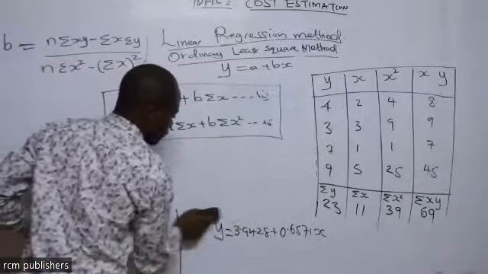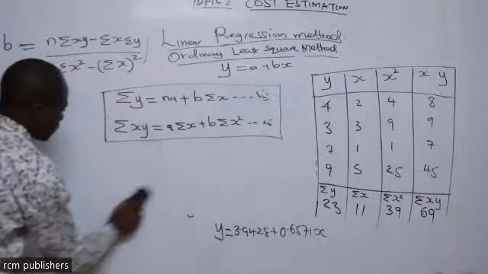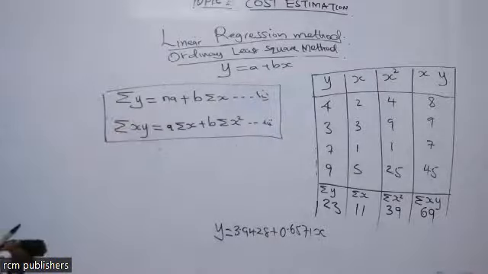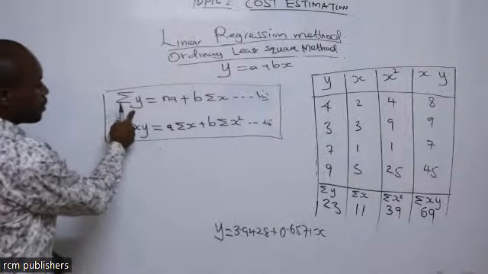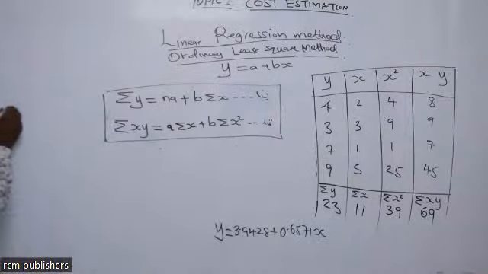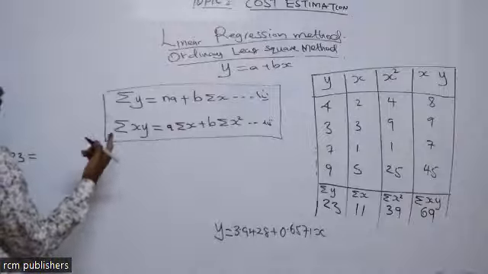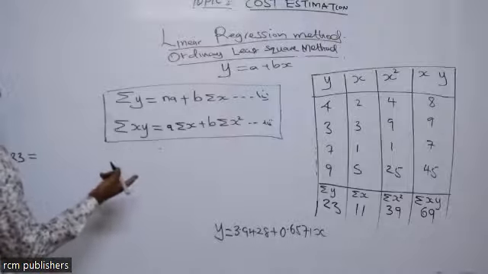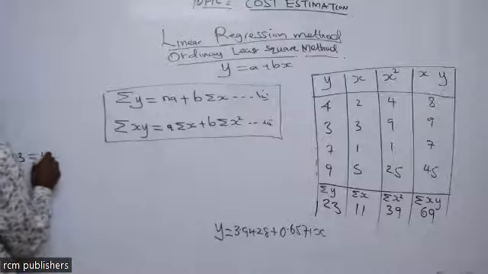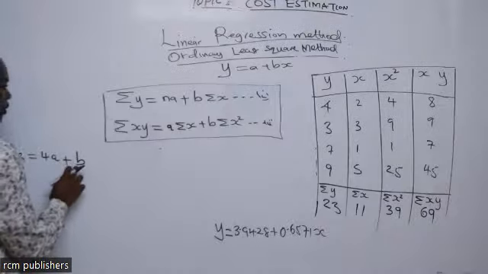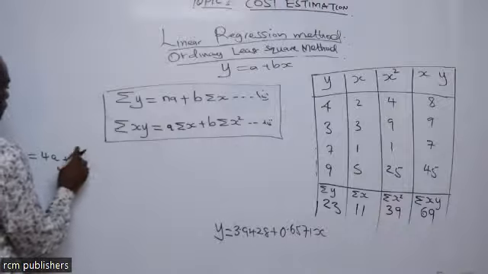Don't worry. We simply come here and say, because this is what we understand, summation of Y is 23. Summation of Y is 23 is equal to NA. Our N is 4, but A we do not have. So we have 4A plus B, summation of X, which is 11B.